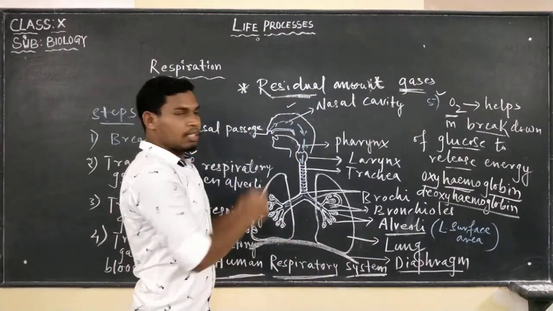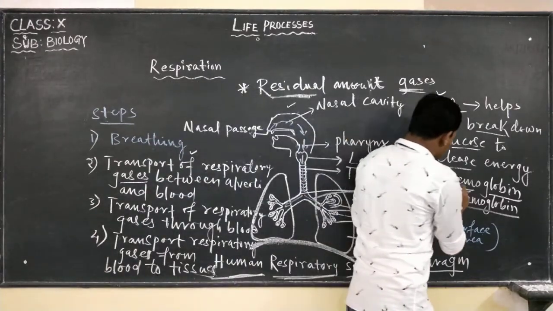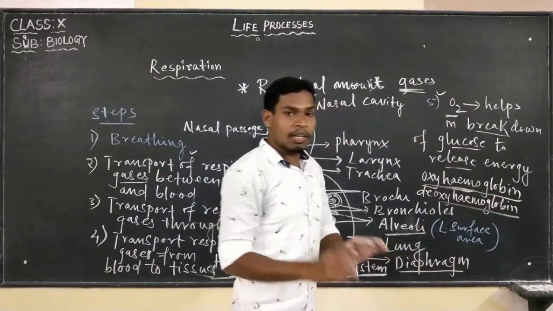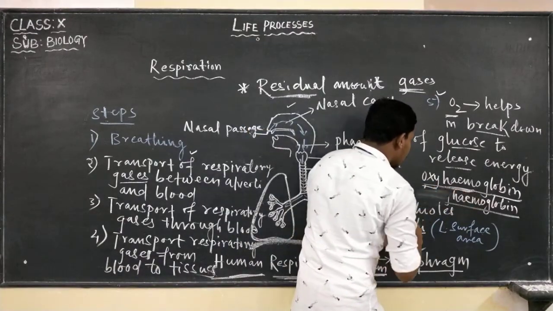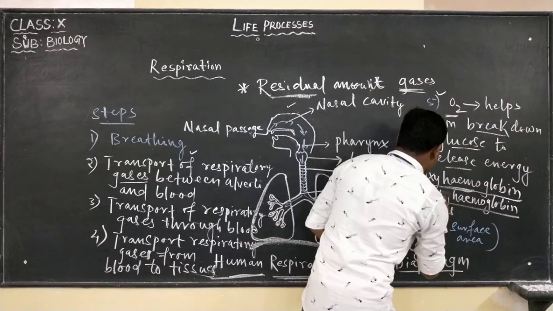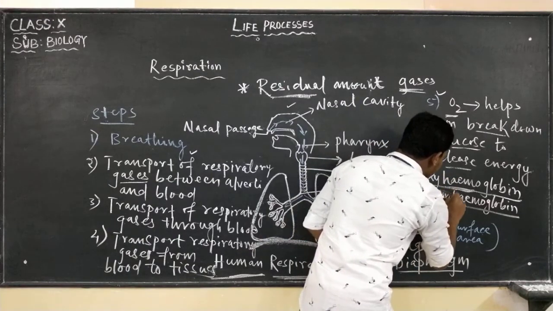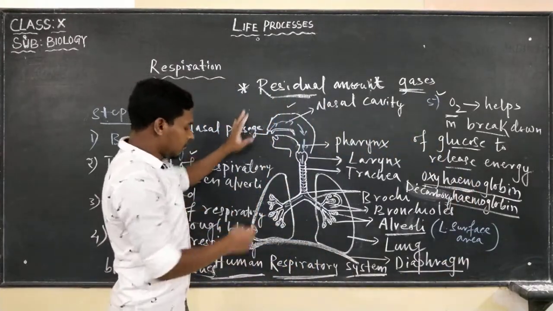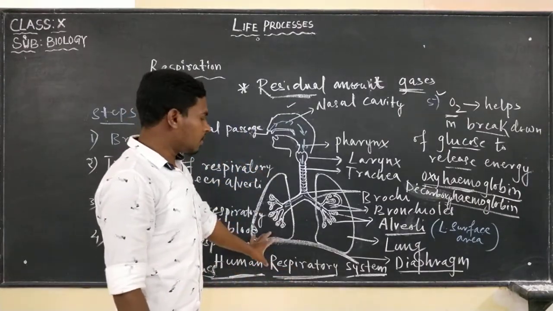Okay, so this was the mechanism of breathing, and I told you that when oxygen is combined with hemoglobin, it is oxyhemoglobin, and when carbon dioxide is combined with hemoglobin, it is known as carboxyhemoglobin. Okay, so this was the respiratory system of humans and the mechanism of respiration in humans.